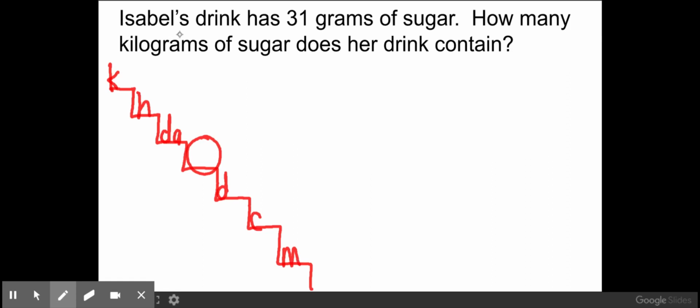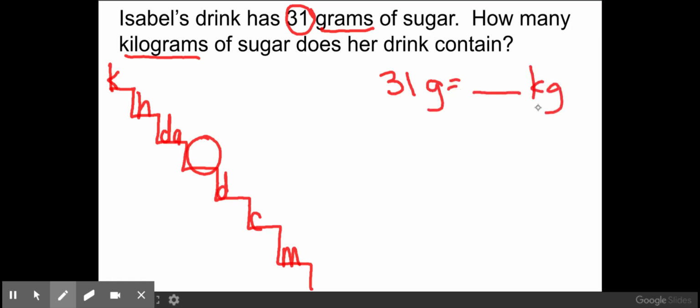So it says, Isabel's drink has 31 grams, so I know I'm working with weight because grams are for weight, of sugar. How many kilograms of sugar does her drink contain? So I know that I'm going from 31 grams to how many kilograms. Now, here's when I can go ahead and fill in this blank area, the nothing, with a G because I know I'm working with grams.